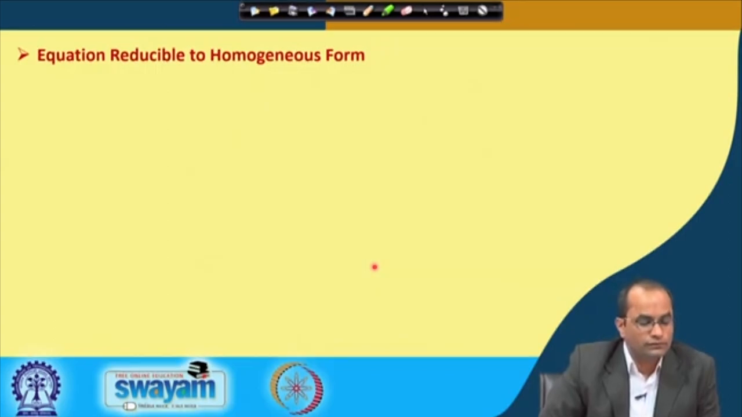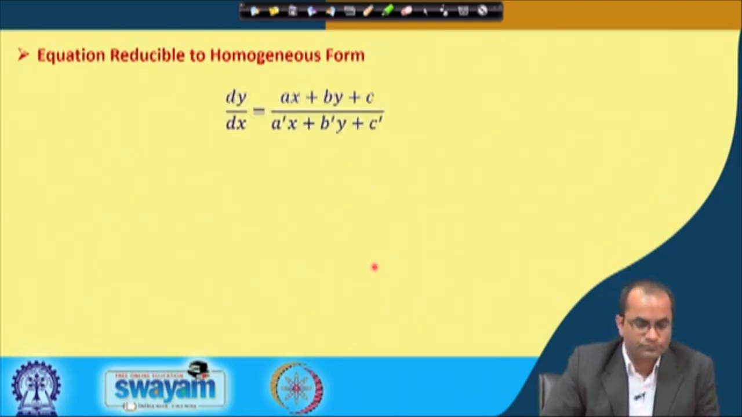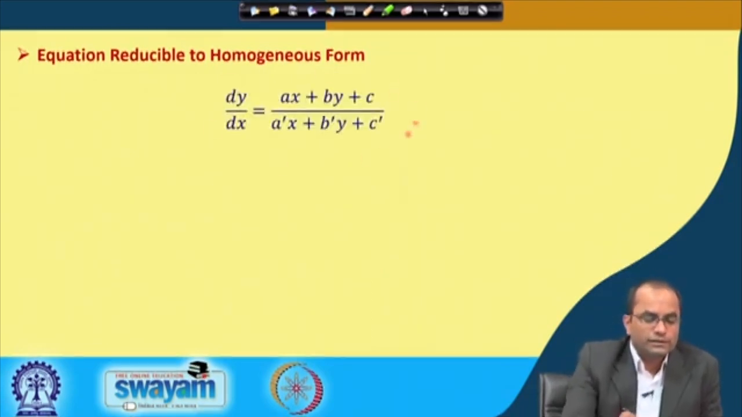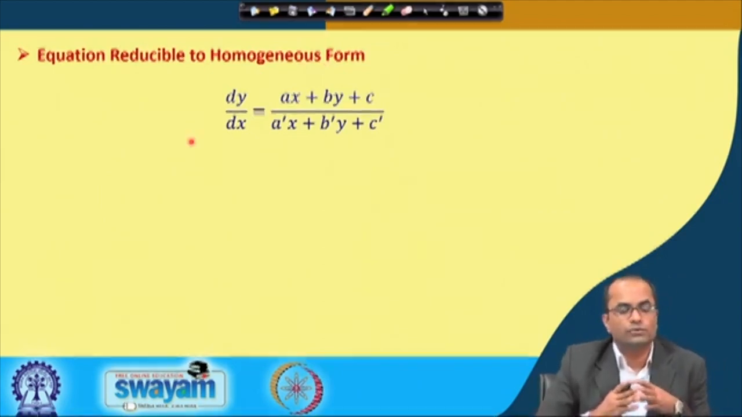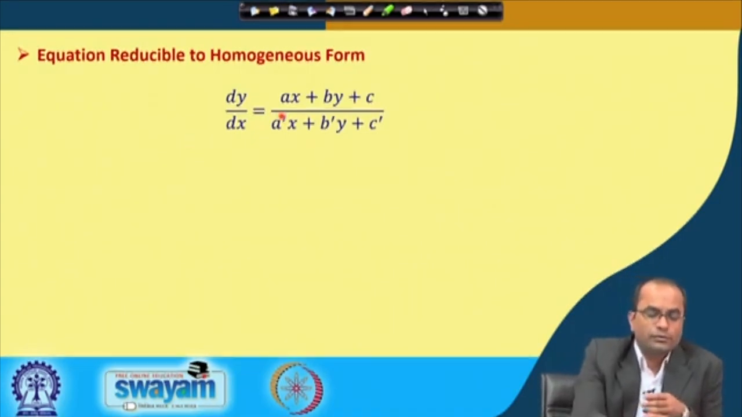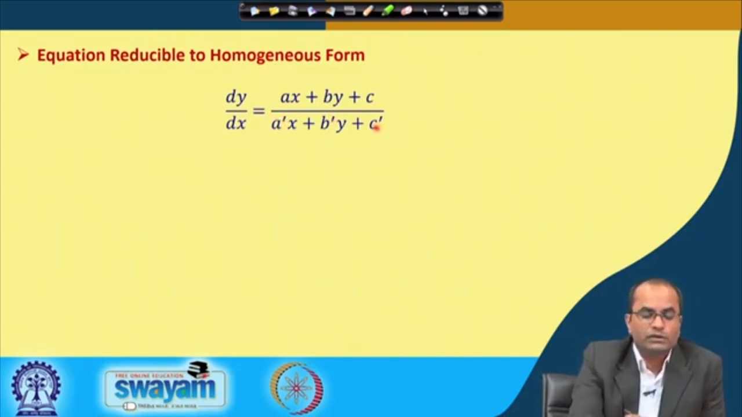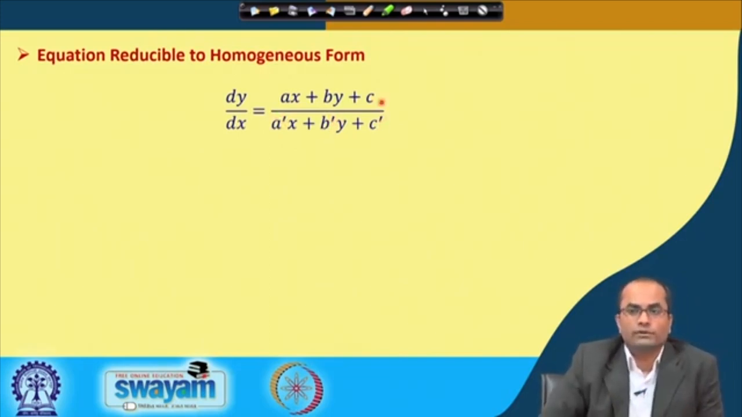Now, the last one for this lecture, we have the equations which can be reduced to the homogeneous form. So, again the given equation may not be in the homogeneous form directly, but by doing some substitution we can reduce it to the homogeneous form. And this is exactly the equation we are talking about: dy over dx is equal to ax plus by plus c divided by a prime x plus b prime y plus c prime. a prime is just the new name of a constant, it is not a derivative naturally; b prime is another constant, and c prime is another name for a constant.